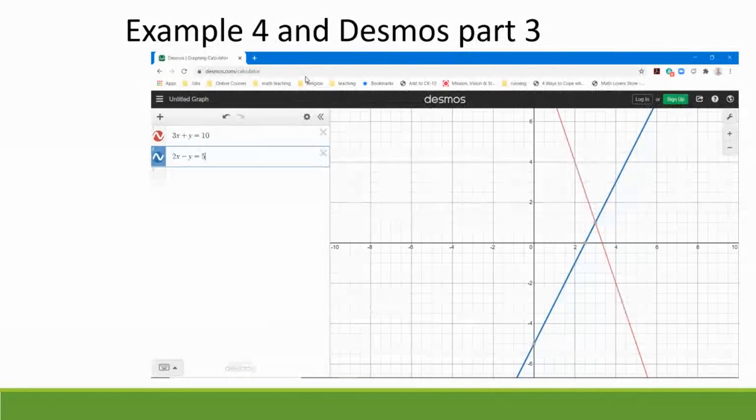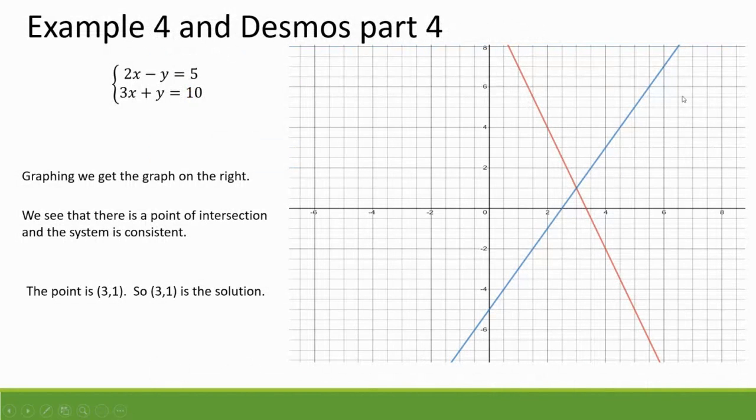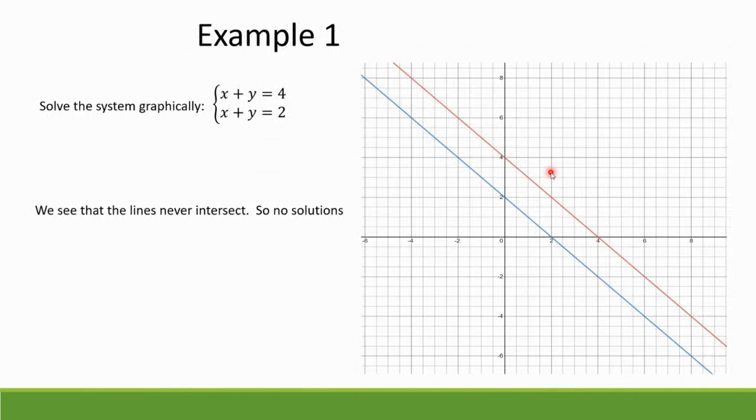Good. All right, so this is the graph you got. Sometimes the lines may have a different color, but that's just Desmos, I guess. But (3, 1) is the point of intersection here. Here's actually another example. If you were to graph this system, these two lines are parallel. You can see that they never intersect.